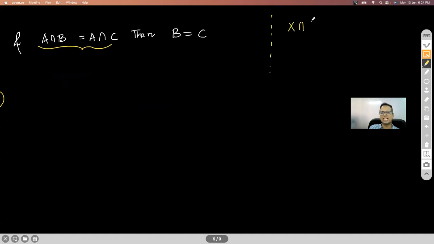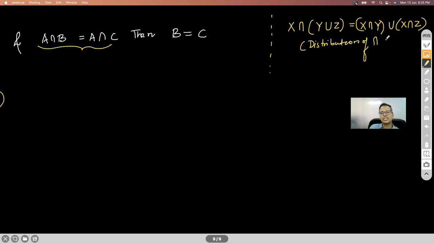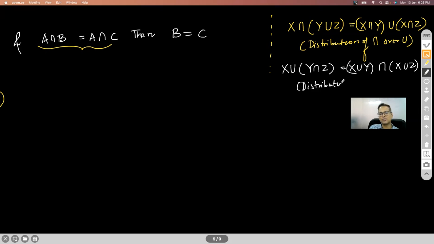If you have something like X intersection (Y union Z), then you can write it as (X intersection Y) union (X intersection Z). This is what we call distribution of intersection over union. You can also do vice versa: you can distribute union over intersection also. Like this. So this is called distribution of union over intersection.